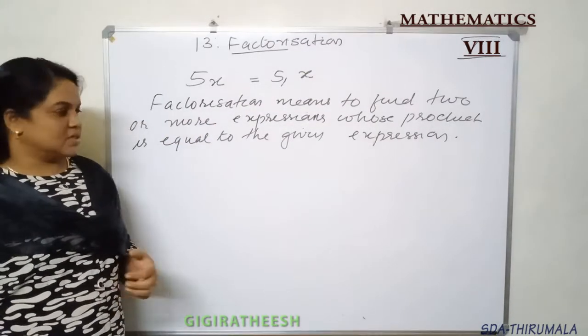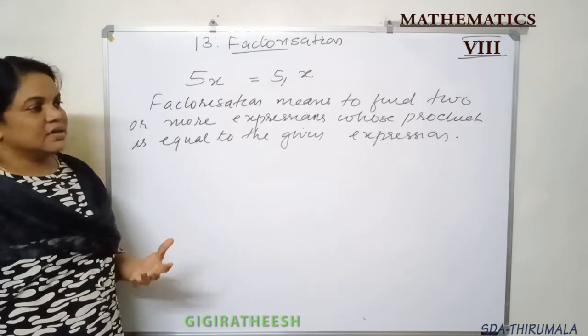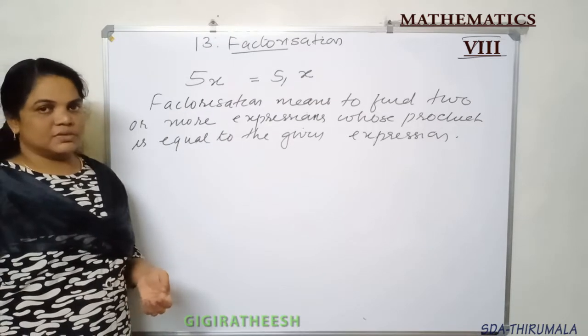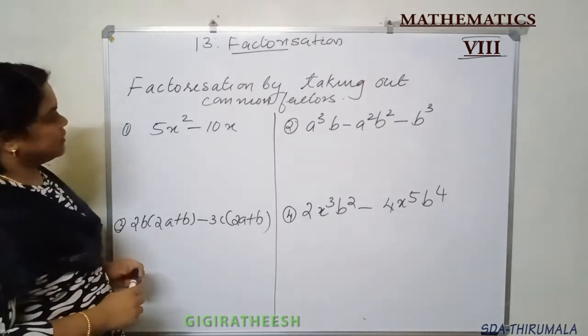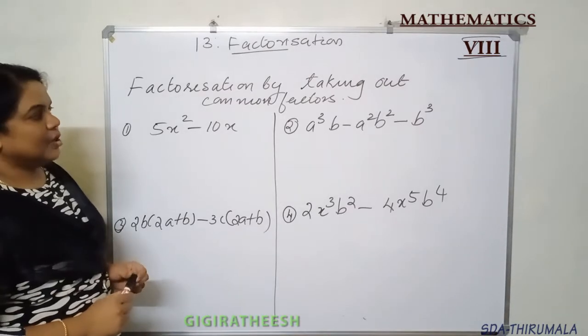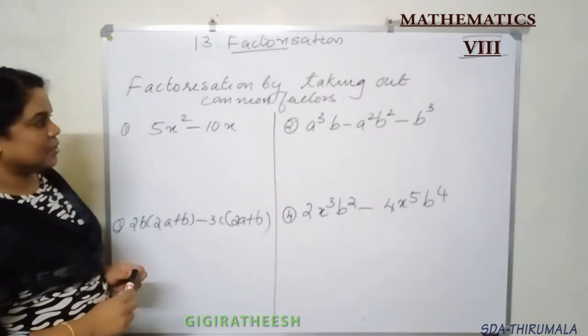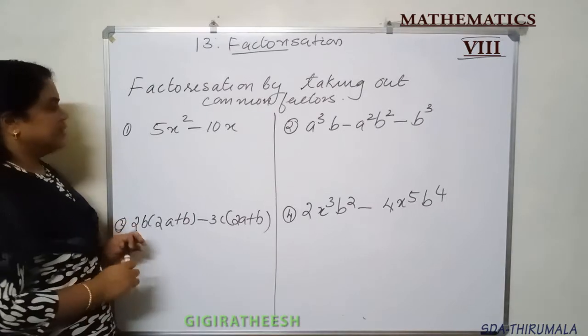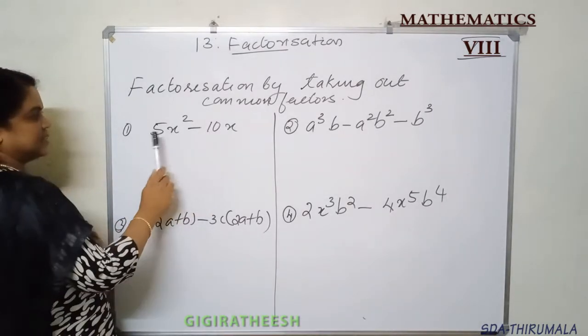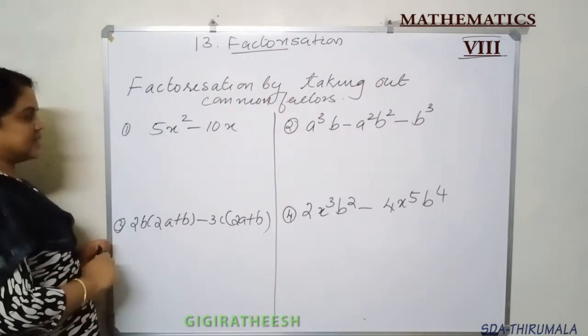Next, how can we find factors from a given expression? The first method is factorization by taking out common factors. And the first question is 5x square minus 10x.